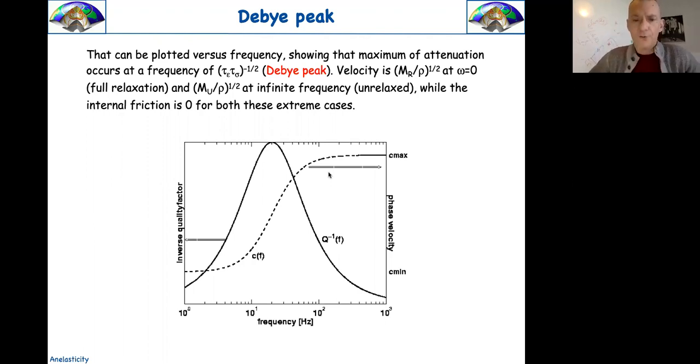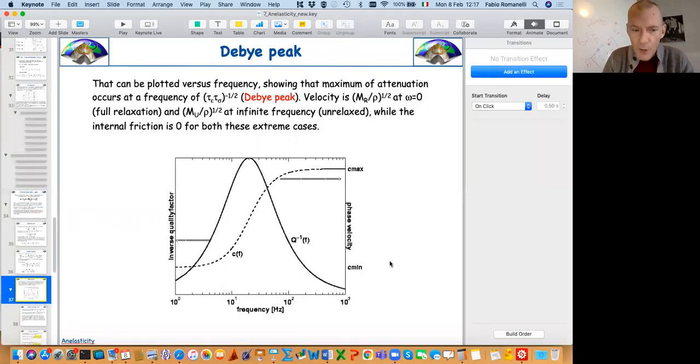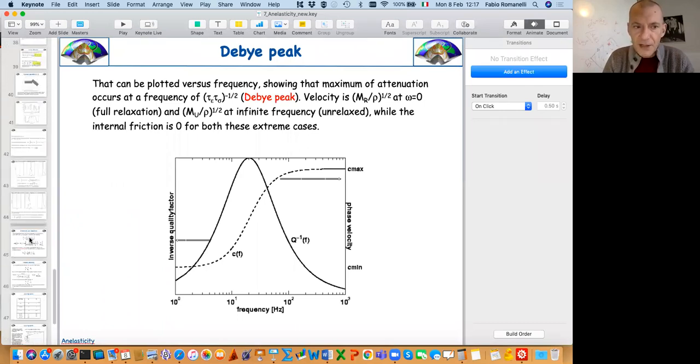Now look at the 1 over Q curve. The SLS is providing us something that has pretty much 0 for 1 over Q, so Q very high, except here, and this is the peak, and the peak is occurring at 1 over the square root of the product of the two times, where we have a peak of 1 over Q, a peak of absorption. Okay, question. Can we use this for the Earth? Because up to now, we simply built beautiful rheological or viscoelastic networks arriving to the SLS, and SLS is a tool that you can use for many rheological problems, but the question that is coming now is, what about the Earth? And these are the final 10 slides.